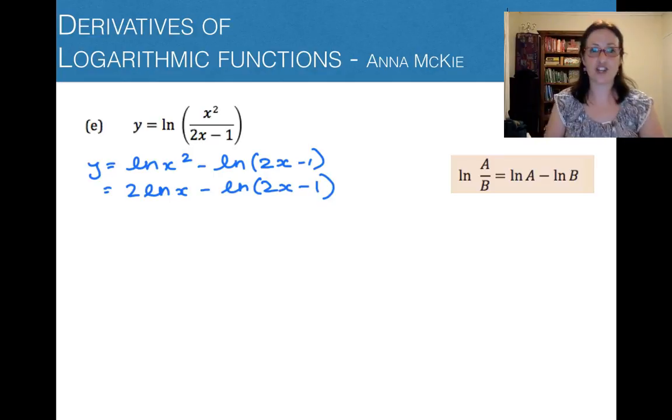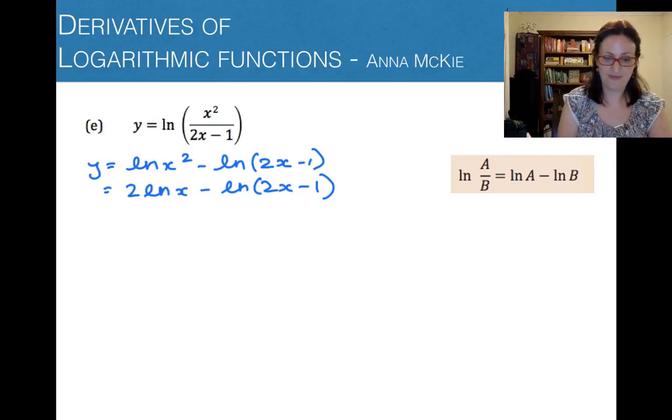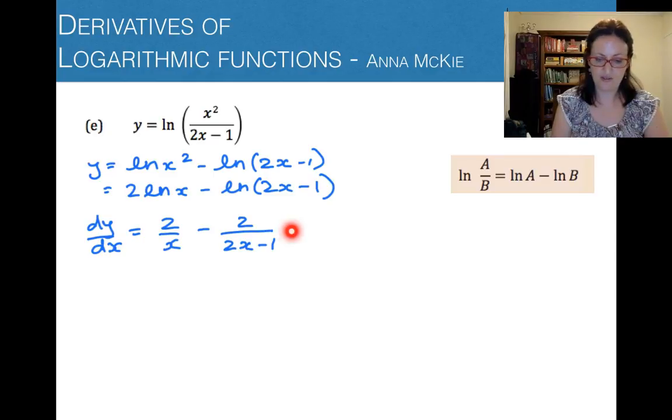Now we can differentiate. So feel free, pause the video and try it yourself. I'll assume you have. So the derivative would be 2 on x, take away, you differentiate the function in there to get 2 over the function. So 2 on x take 2 on 2x take 1.